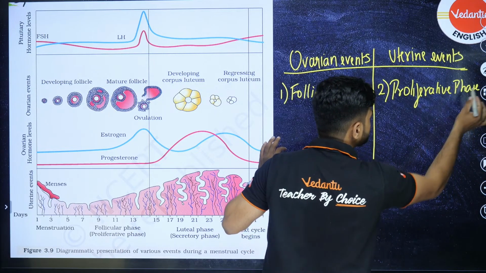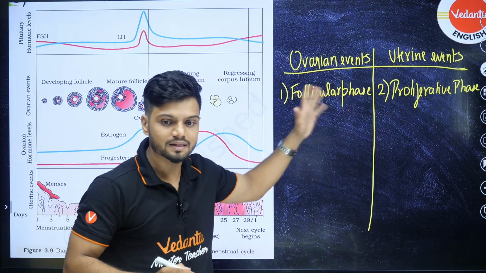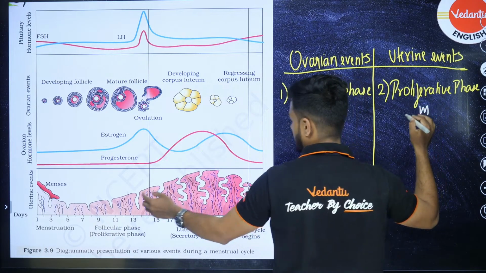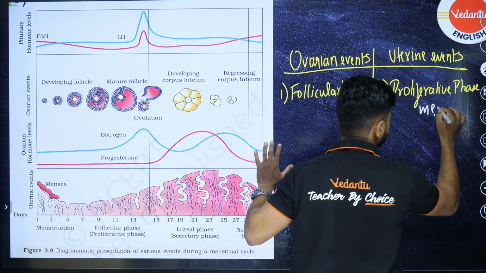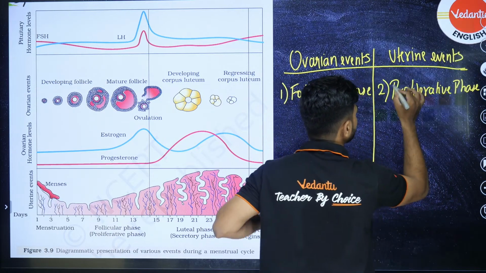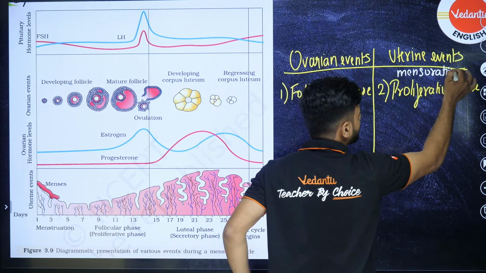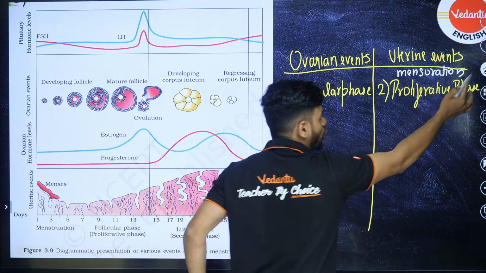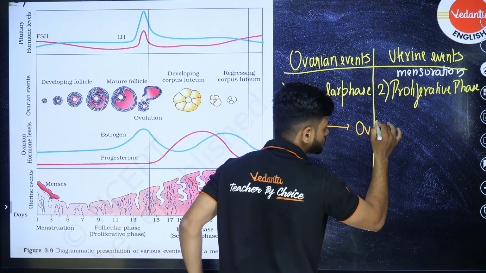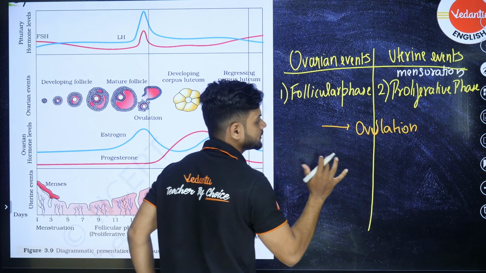Now in the uterus, there is one more event happening. Before this, there is one more event called menstruation. Let me write it up. Then there is one common event, that is ovulation. That is a very common event in both.